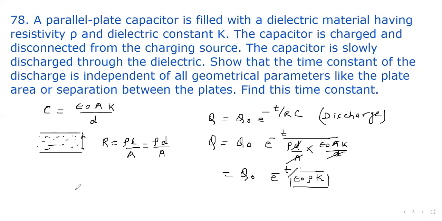This time constant is independent of the separation between the plates and the plate area A, and we can write it as tau is equal to epsilon naught rho times K. This is the required answer. Now let's move to the next question.